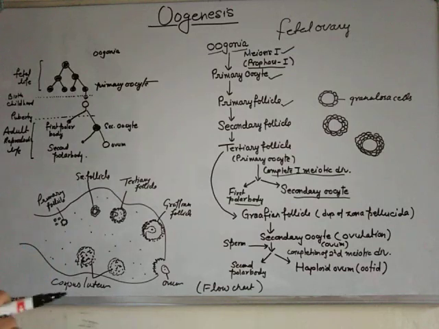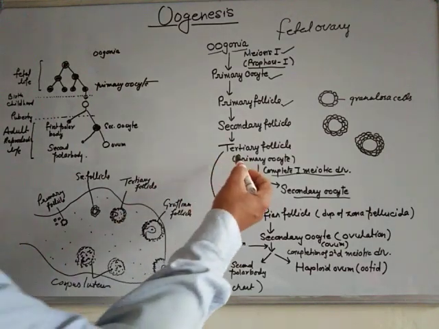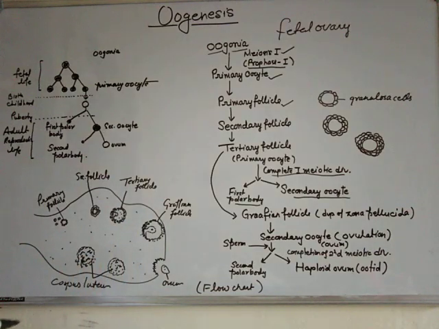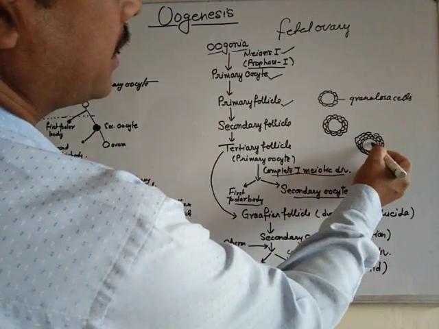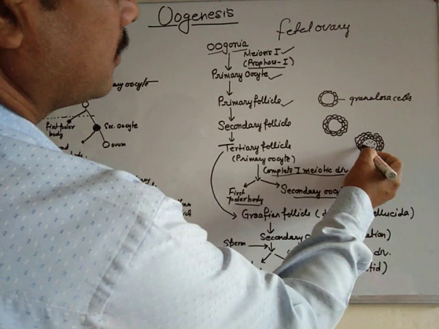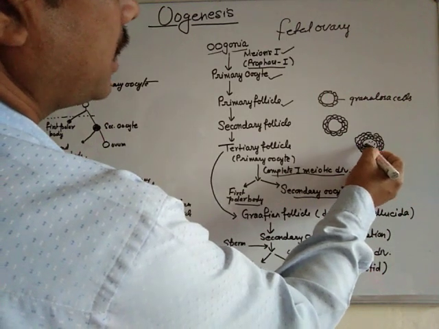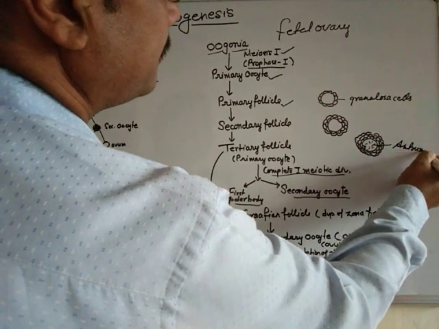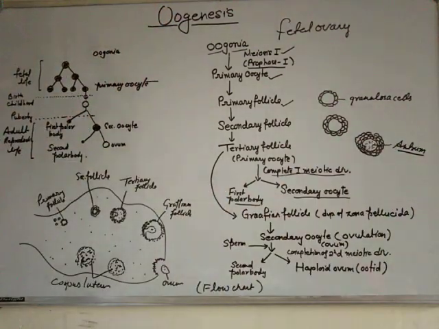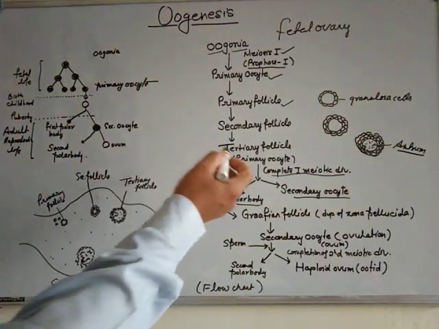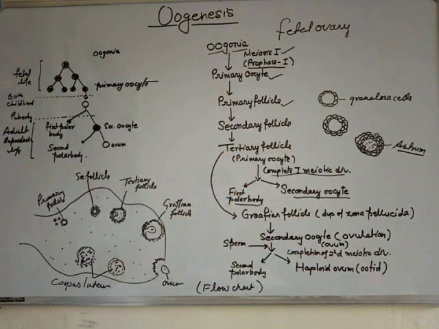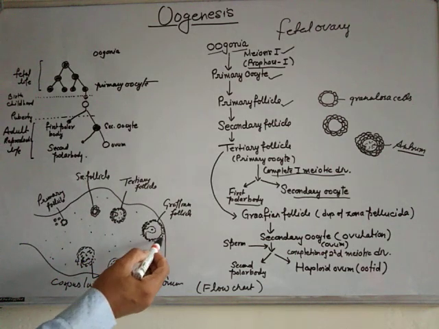One thing I would like to tell you is that when the formation of the tertiary follicle takes place, there is formation of a fluid-filled cavity, that is called the antrum. Now the tertiary follicle gets converted into the Graafian follicle. You can see the Graafian follicle here.